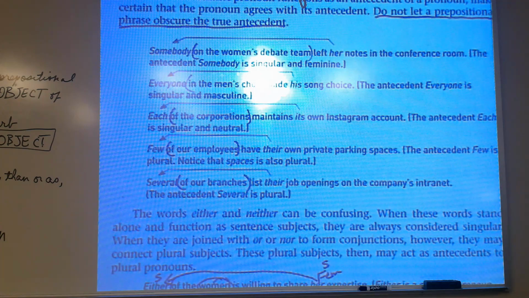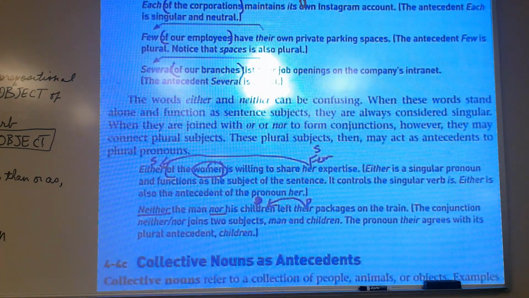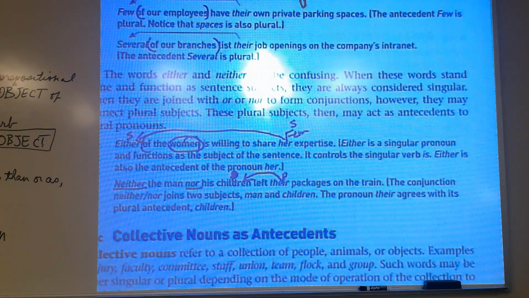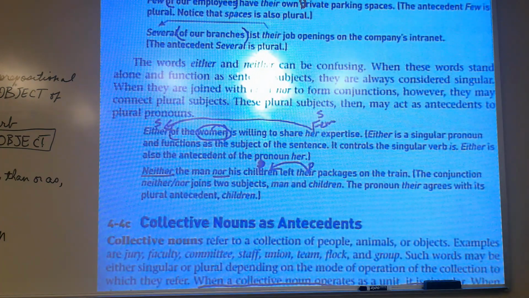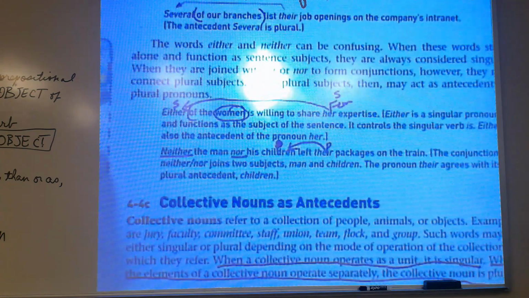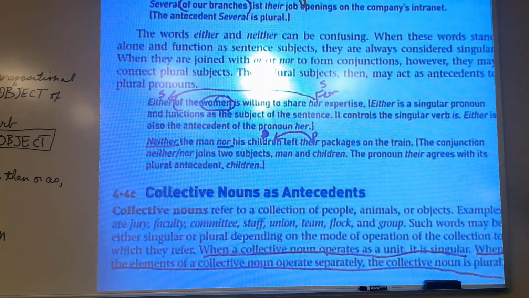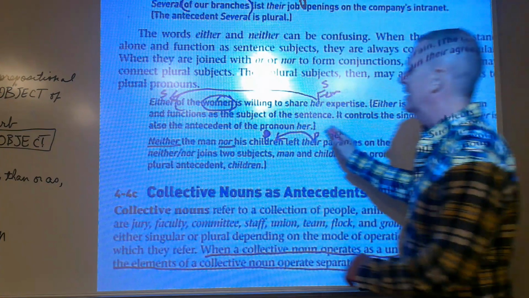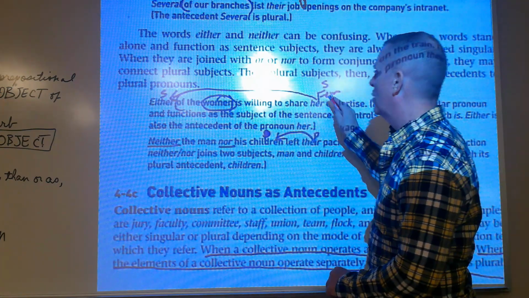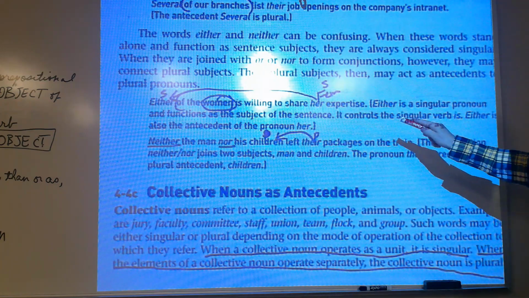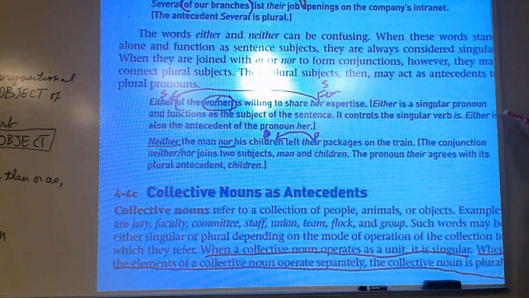I did do that. And the words either and neither, those words can be confusing. When these words stand alone and function as sentence subjects, they're always, always, always, not sometimes, but always considered singular. When they're joined with or, nor to form conjunctions, however, they may connect to plural subjects. These plural subjects then may act as antecedents to plural pronouns. So in this case right here, either is willing to share her expertise. It's a singular pronoun and functions as a subject of the sentence. It controls the singular verb is, and it's also the antecedent of the pronoun her.